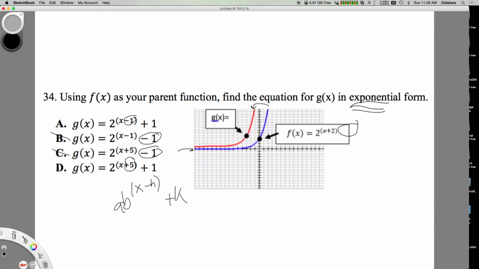So which one shows that? Well, if it was 2 to the x minus 1, that would mean that it shifted 1 to the right. The red one is not shifted to the right. It's shifted to the left. The answer is D.